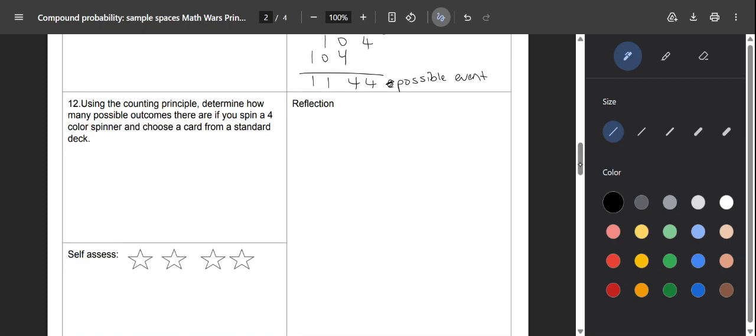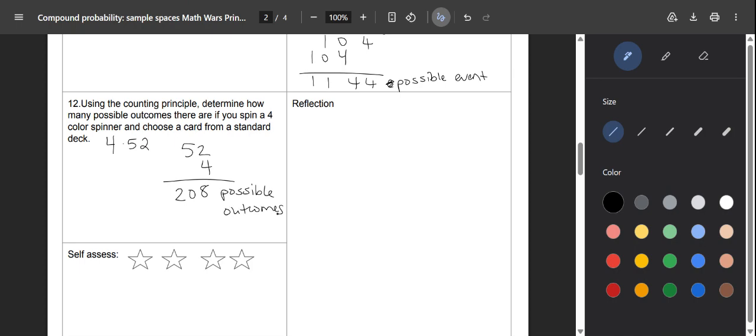12, using the counting principle, determine how many possible outcomes there are if you spin a 4-color spinner and choose a card from a standard deck. So that is 4 on my spinner, 52 cards in a deck, so I'm going to multiply those. And that gets me 208 possible outcomes.